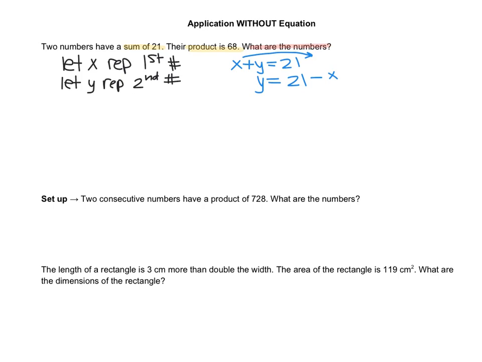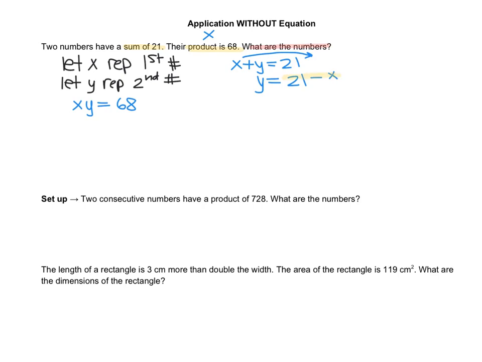Let's go to the next statement that I highlighted. The product is 68. Product means multiplication. So if I multiply x and y, I'm going to get 68. So x times y, or xy, equals 68. This still doesn't look quadratic, but I do have multiplication. So I'm going to do a mini substitution here.